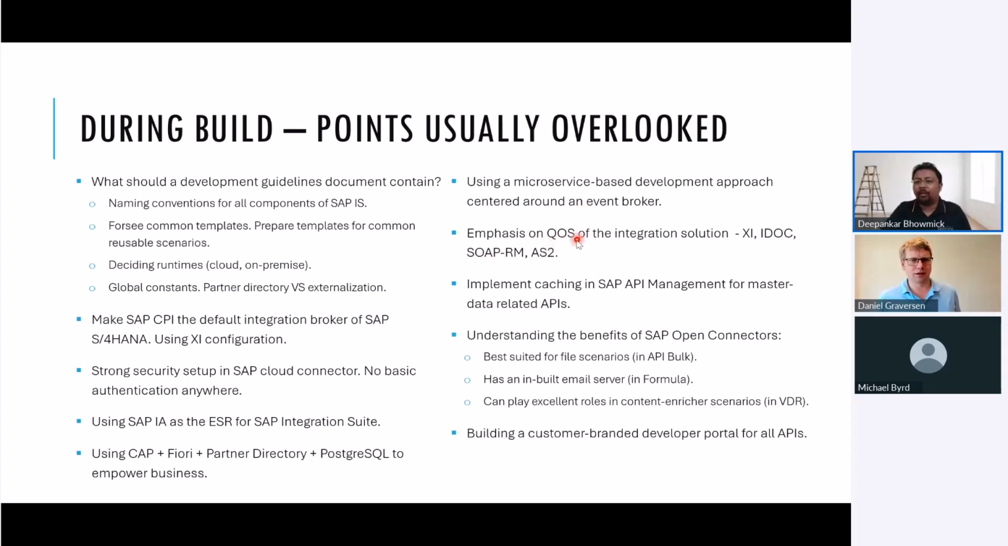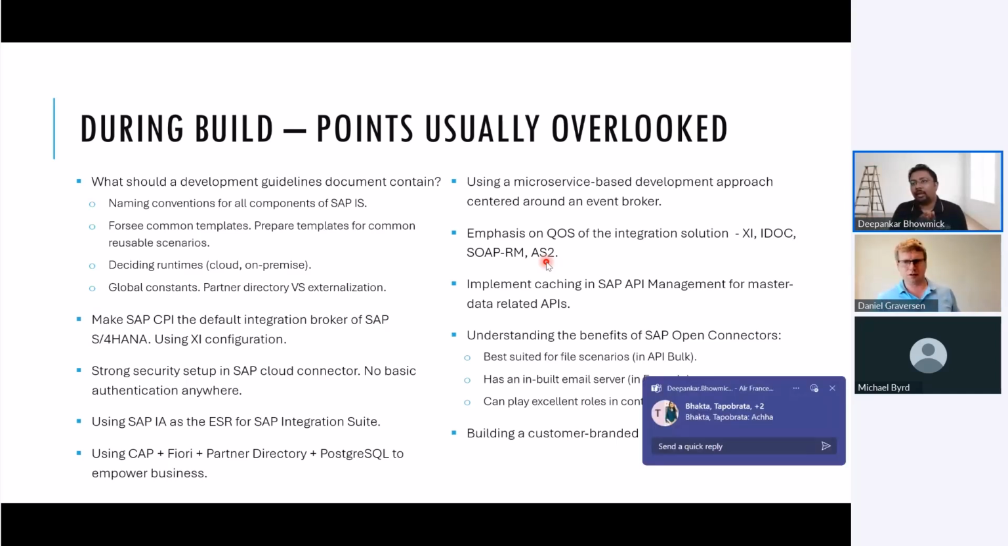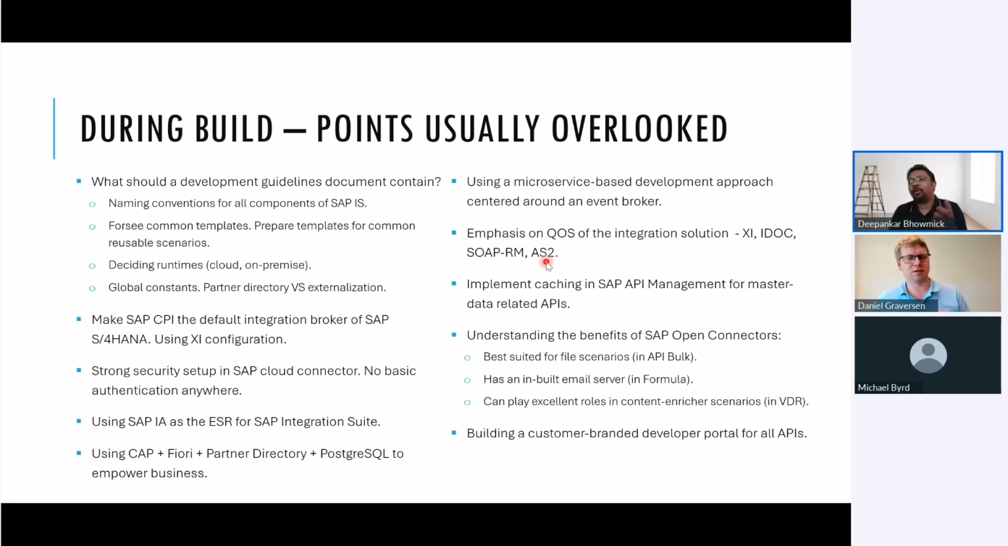So emphasis on the QoS, the quality of service, which is very important. The quality of service is this EO/IO stuff that Daniel you're talking about, and all these adapters, XI, IDOC, SOAP, AS2, all of them deal with this quality of service. So we have to ensure that duplicates are not processed. One problem is that when we say EO/IO, it is already in order, meaning first in, first out. But sometimes you need to process by sales order number, let's say. In that situation, EO/IO is not going to be sufficient.